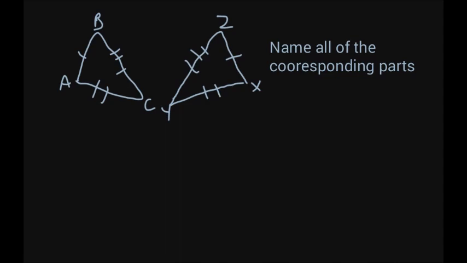Alright, next we have triangle ABC and XYZ. It says name all the corresponding parts. So let's start with sides here. If I start with the sides, it doesn't matter which one I start with. I'm going to start with AC is congruent to, it has two little marks here. So I look for the one with the two little marks. That would be XY.